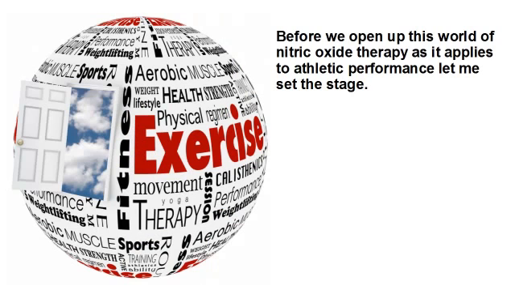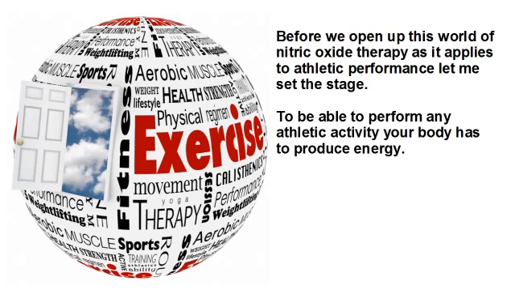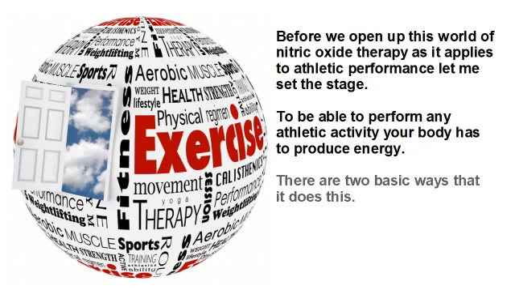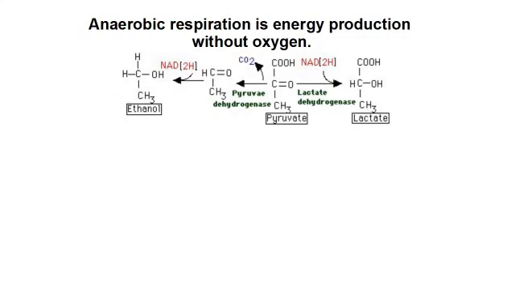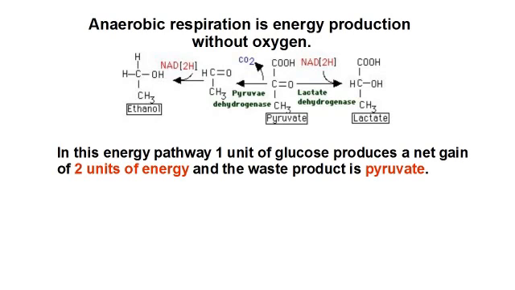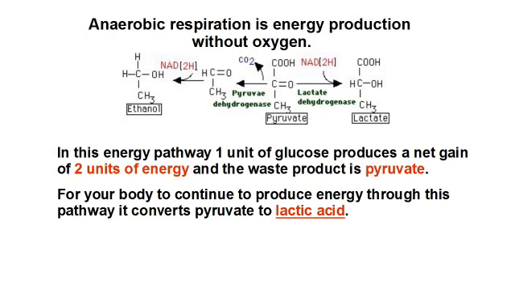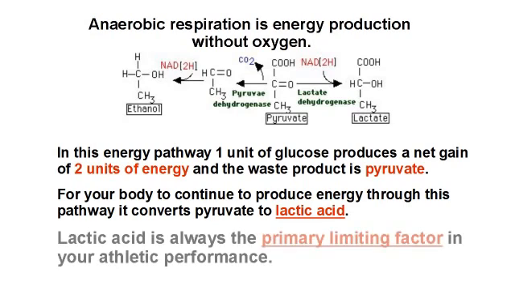Now, before we open up this world of nitric oxide therapy as it applies to athletic performance, let me set the stage. To be able to perform any athletic activity, your body has to produce energy. There are two basic ways that it does this, either through anaerobic or aerobic respiration. Anaerobic respiration is energy production without oxygen. In this energy pathway, 1 unit of glucose produces a net gain of 2 units of energy, and the waste product is pyruvate. For your body to continue to produce energy through this pathway, it converts pyruvate to lactic acid.